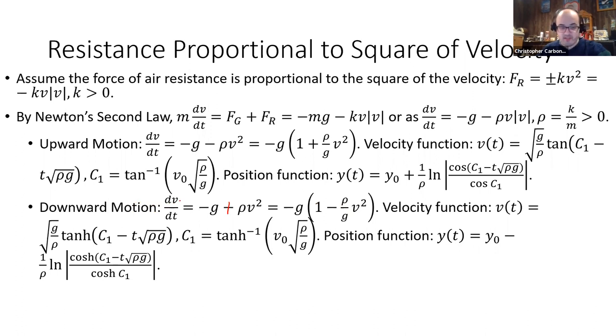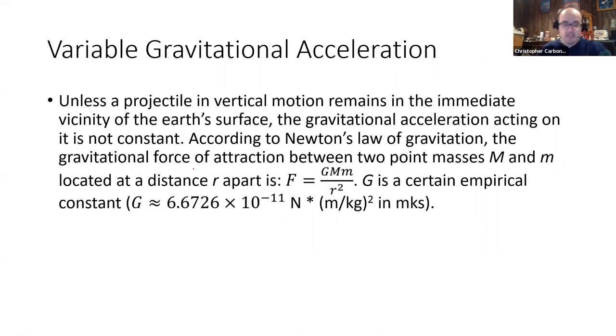C sub 1 is the inverse tanh function of v sub 0 times the square root of rho over g. The position function is y of t equals y sub 0 minus 1 over rho times the natural logarithm of the absolute value of cosh of (c sub 1 minus t times the square root of rho times g), divided by cosh of c sub 1.